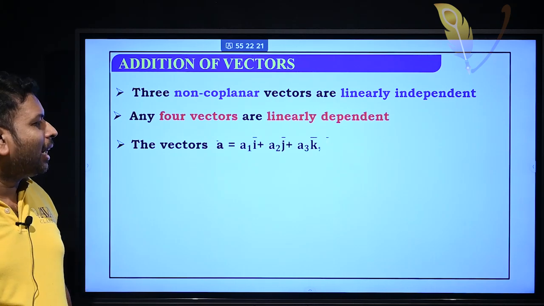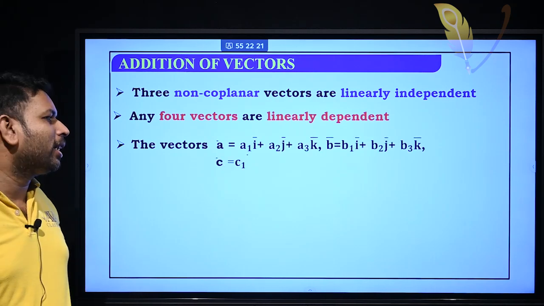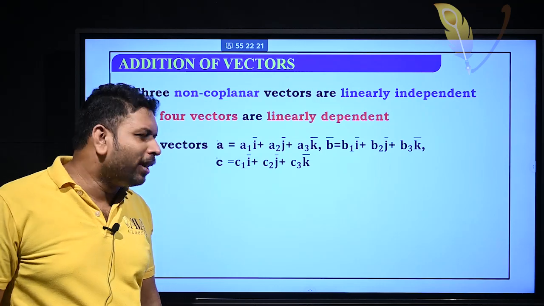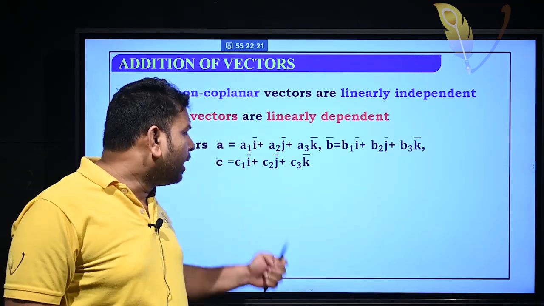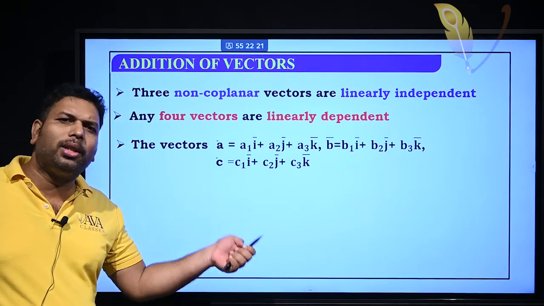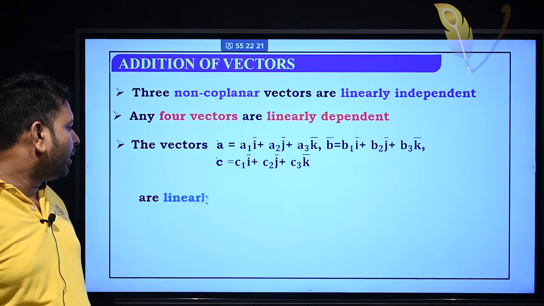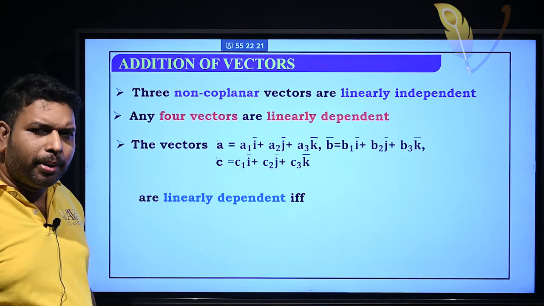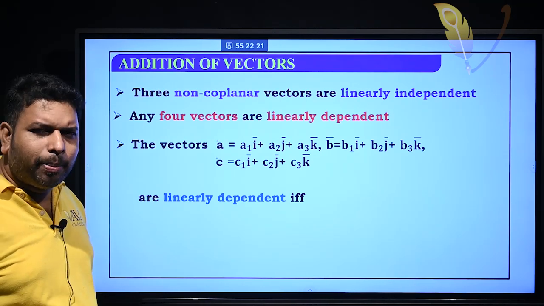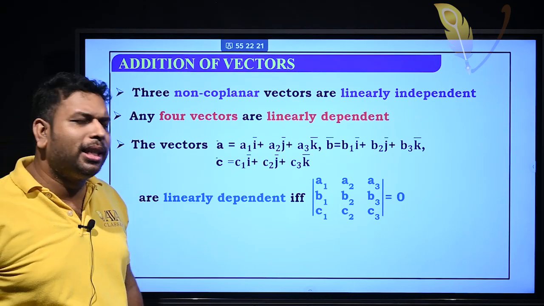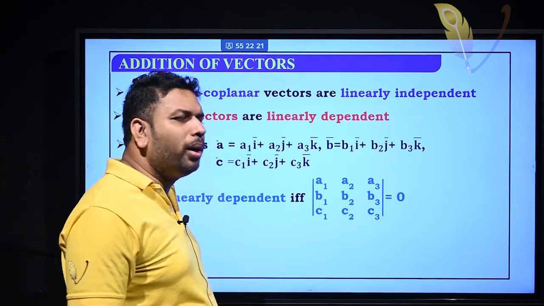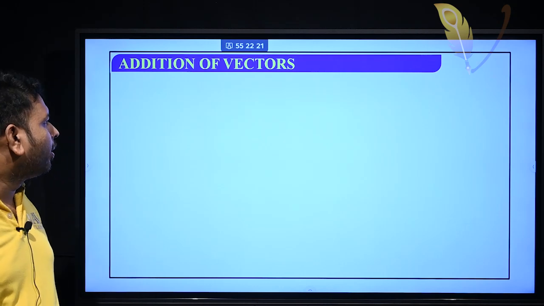The vectors A equal to A1 i cap plus A2 j cap plus A3 k cap, B equal to B1 i cap plus B2 j cap plus B3 k cap, C equal to C1 i cap plus C2 j cap plus C3 k cap are linearly dependent if and only if the determinant of A1, A2, A3, B1, B2, B3, C1, C2, C3 equal to 0.